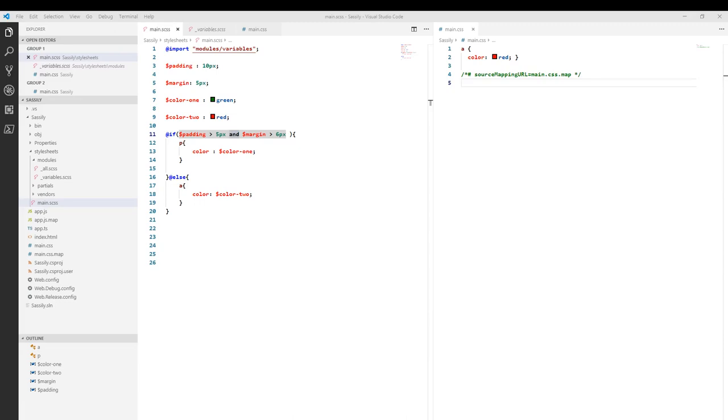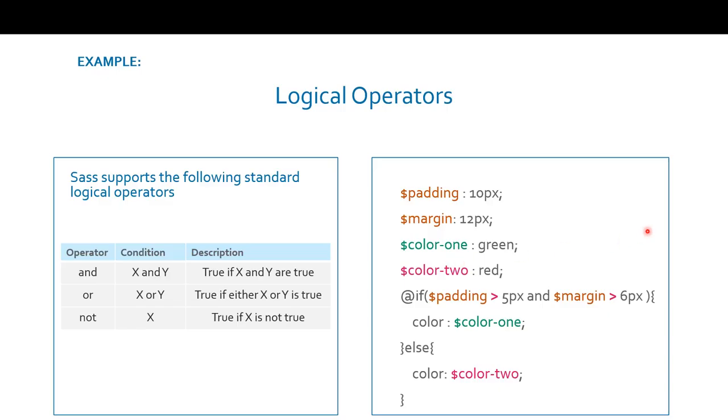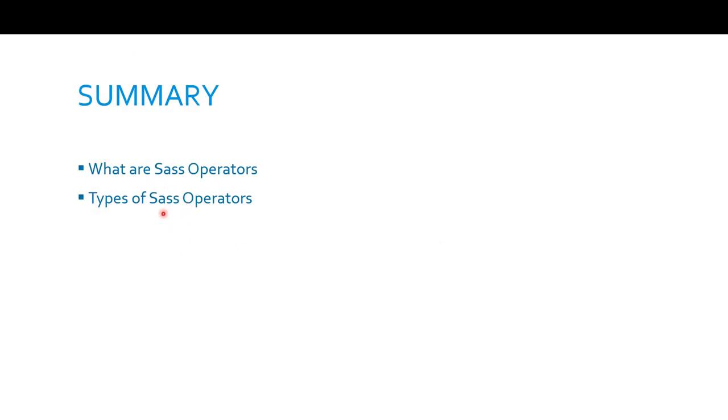Let me see how we are doing with time. We are already at 20, so I'm moving back to my slides to conclude this lecture. To summarize this lecture, we've looked at what Sass operators are, and the types of Sass operators and what we can use them for. I think that's basically it. With this, we've come to the conclusion of this lecture. Thank you for taking your time to be part of this lecture, and see you in the next lecture.